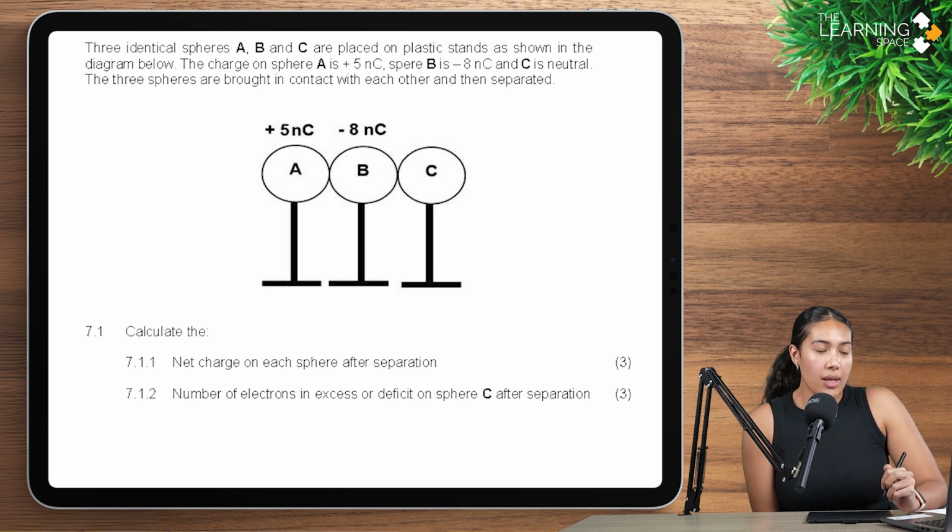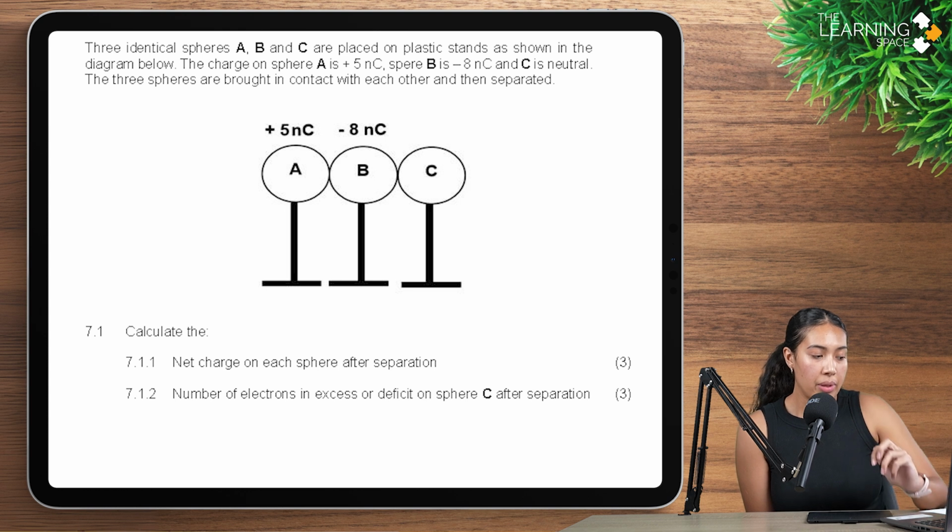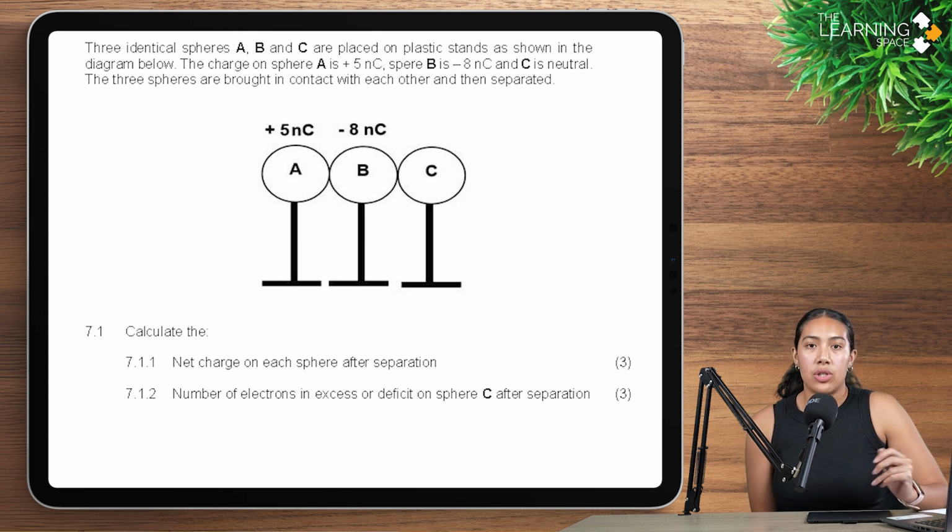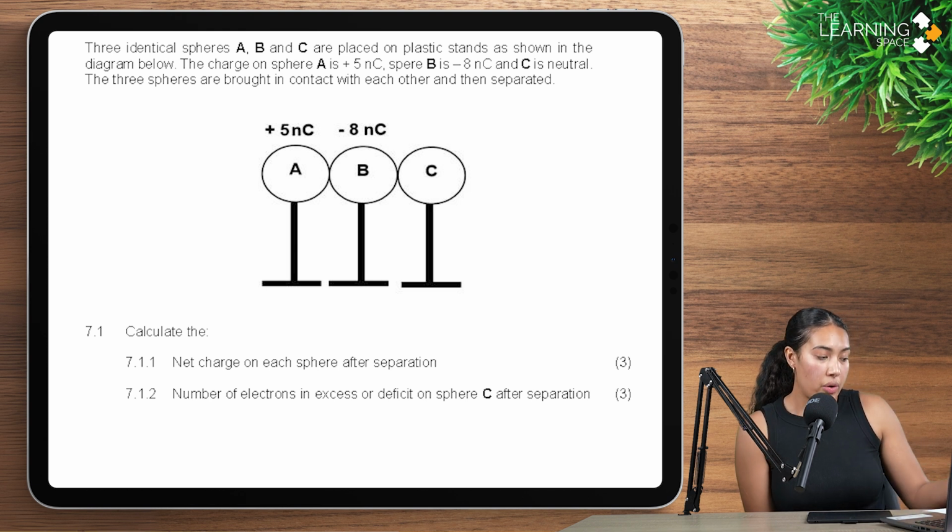So if you think back to the theory of this type of question, of this entire topic, when you have differently charged objects and they touch each other, they have a transfer of that charge, that transfer of electrons. So that's what they're hinting at in this scenario, right?